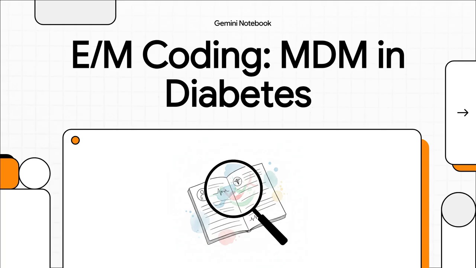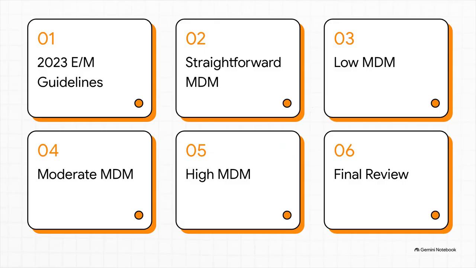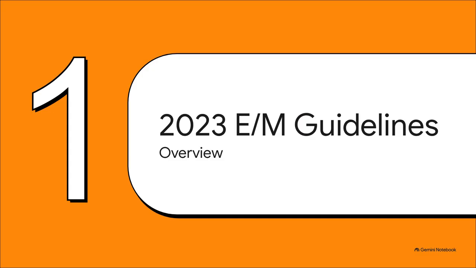Let's dive right in. Here's our roadmap for today's explainer. We'll start with a 2023 E/M guidelines overview, then escalate through the charts: straightforward MDM, low MDM, moderate MDM, high MDM, and wrap it all up with a final review. All right, kicking things off with Section 1, our 2023 E/M guidelines overview.